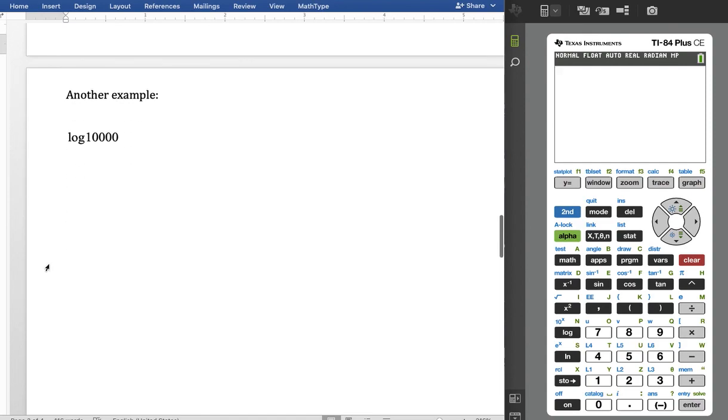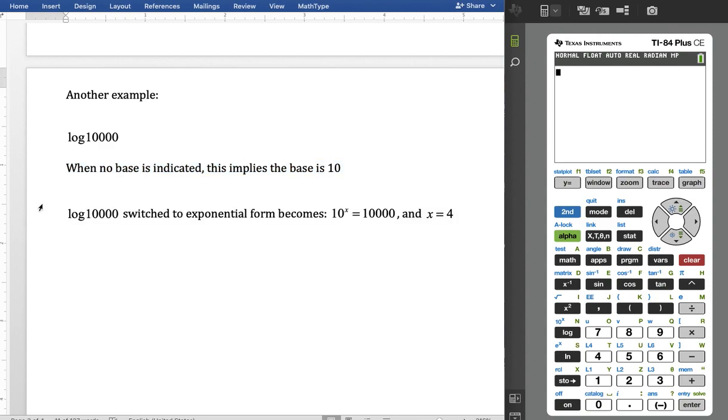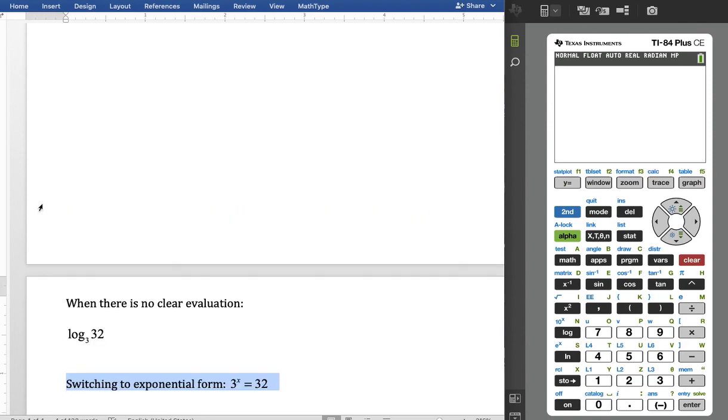Going on, another example, log of 10,000. Well, uh-oh, log base what? Now, common notation, this is called the common logarithm. When we have no base, when no number is written there, that implies that it is base 10. So if we take log 10,000, switch into exponential form, that gives us 10 to some exponent is 10,000, and of course, that exponent would be 4.